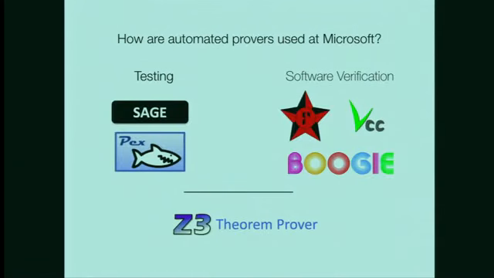But why do we want to bridge this gap? Well, first I can start showing some applications of automated theorem proving at Microsoft. You can roughly divide them in two categories. Testing, where you have tools like Sage and PEX, which are for generating test cases and finding security flaws. And you have software verification tools like FStar, VCC, Boogie. And all these tools are based on an automated theorem prover called Z3.